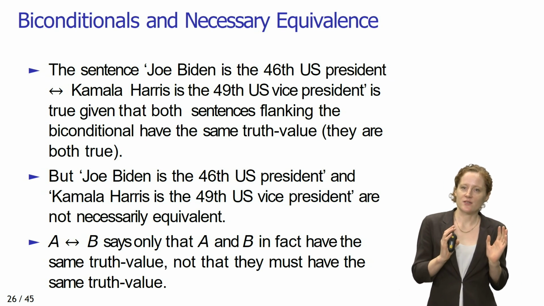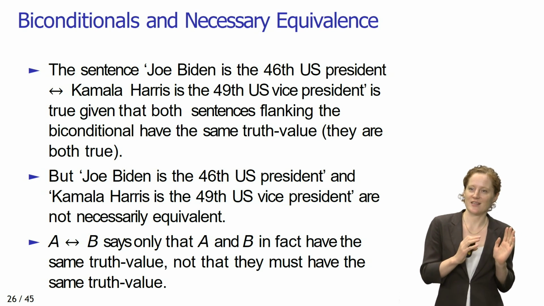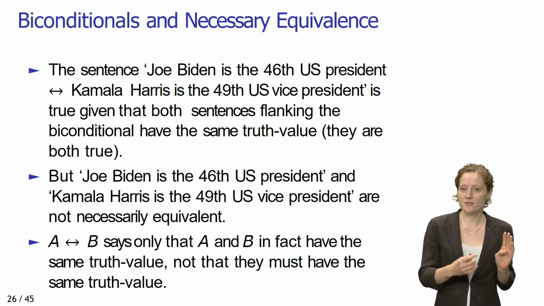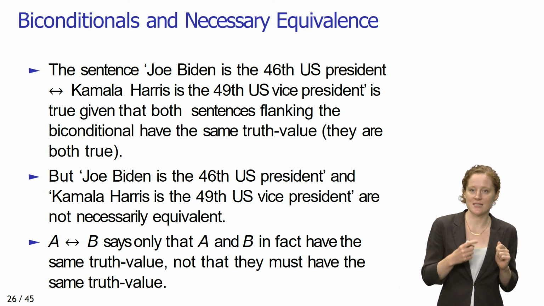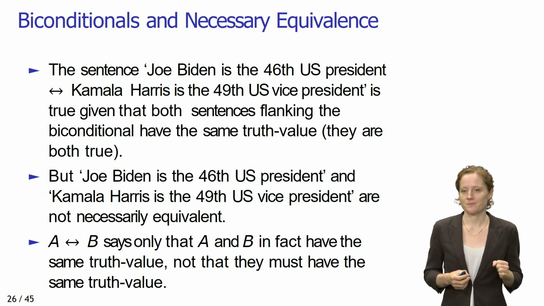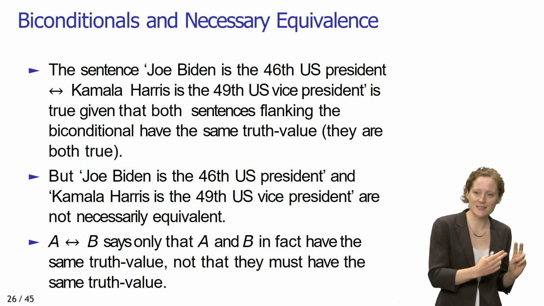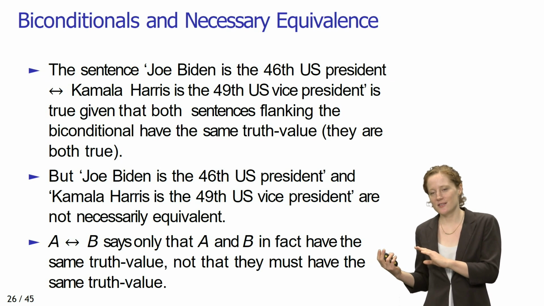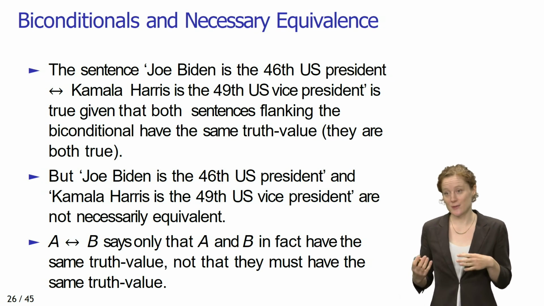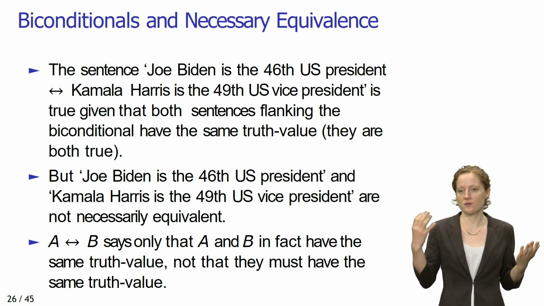Let's start by talking about a biconditional. The sentence, Joe Biden is the 46th US president if and only if Kamala Harris is the 49th US vice president, is true given that both sentences flanking the biconditional have the same truth value. They are both true. However, the two sentences, Joe Biden is the 46th US president and Kamala Harris is the 49th US vice president, are not necessarily equivalent, as we saw earlier in this lecture. There are possible scenarios in which only one of the sentences is true and the other one is false.